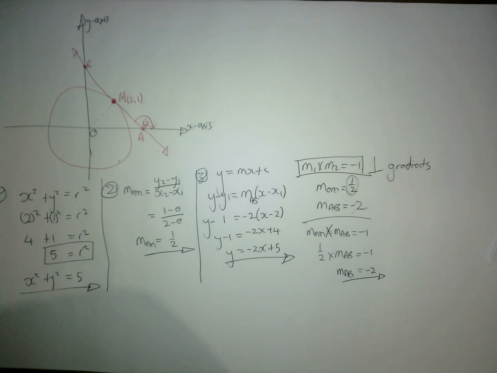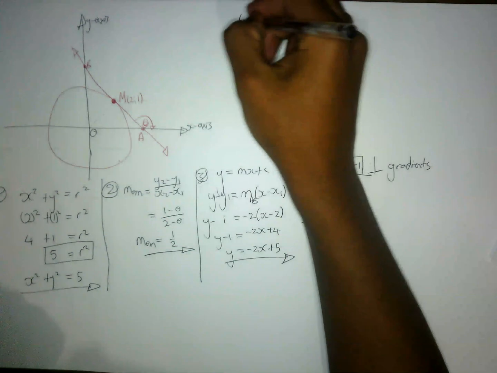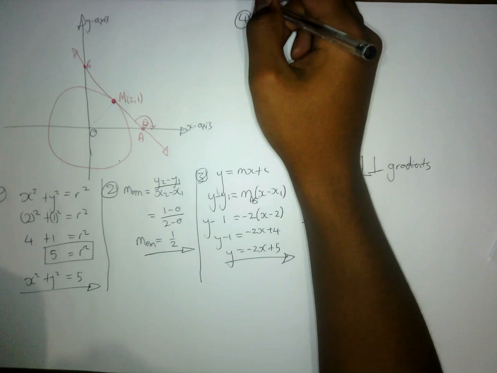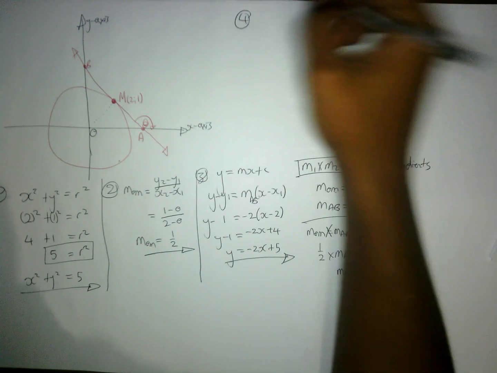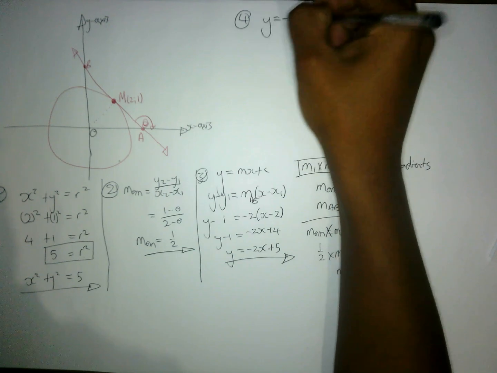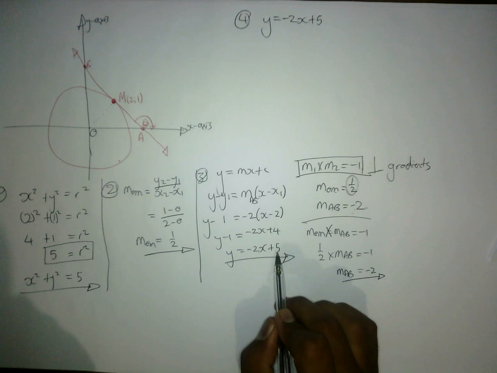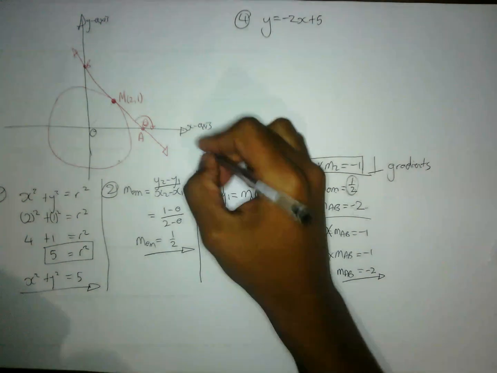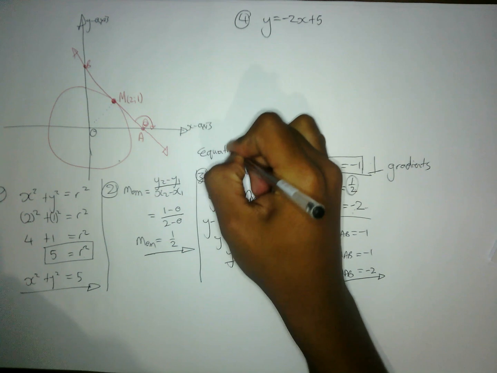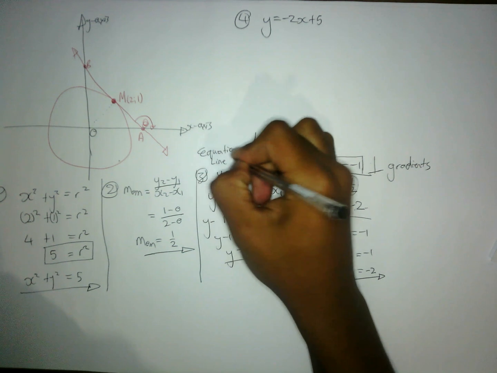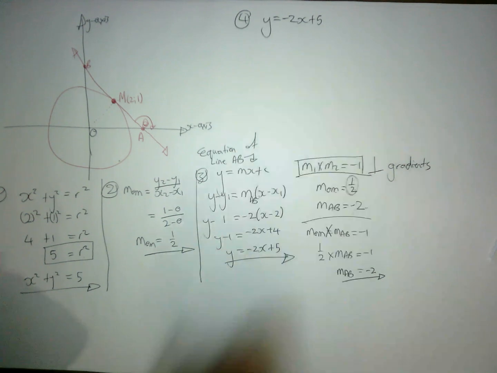The next question is saying, determine the coordinates of A and B. Determine the coordinates of A and B. Okay, let us see if we can determine the coordinates of A and B. So we have the equation of the line AB, and that is y equals negative 2x plus 5. This is the equation of line AB.